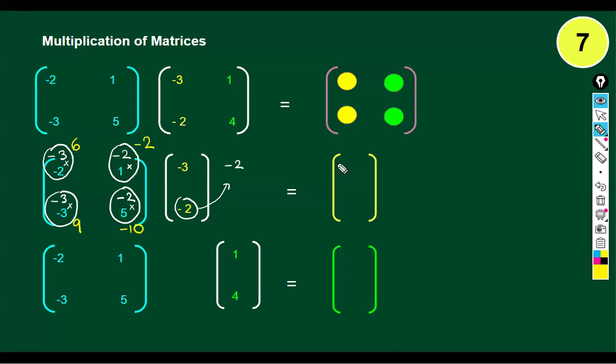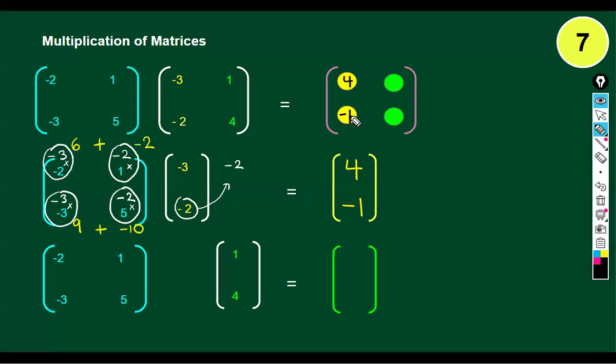To get the answer on top, we add the two values on top. 6 plus -2, a plus and a minus is a minus. So 6 minus 2 is 4. And then to get the underneath value, we add the two underneath values. A plus and a minus is a minus once again. So it's 9 minus 10, which is -1. So the first two answers are 4 and -1.